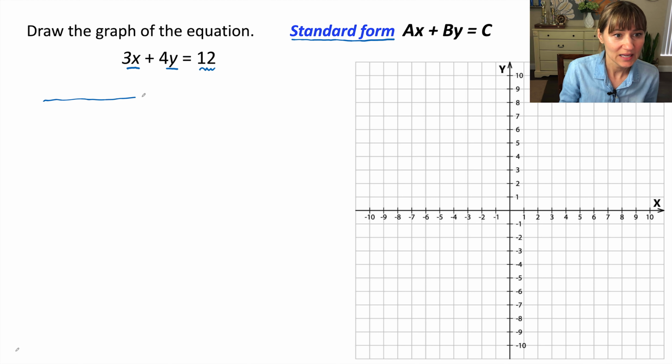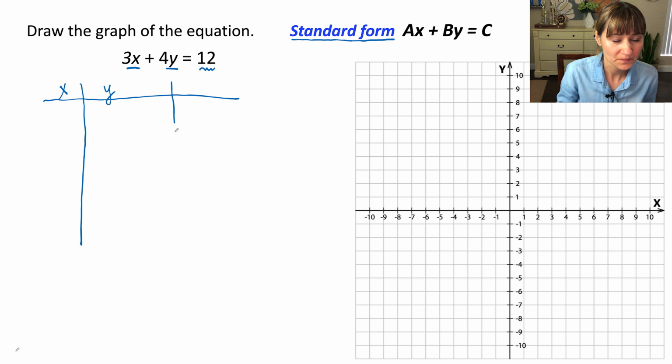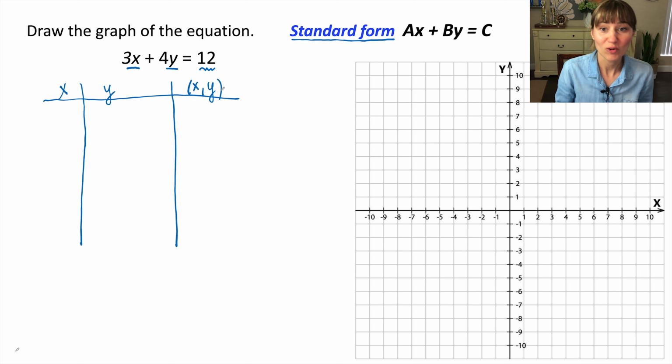So let's make a table of values. We will have x right here, then we will have y values, and then we will have an ordered pair, x, y. Very good. Now let's pick an easy number for x. For example, 0. So we're picking 0 for x.